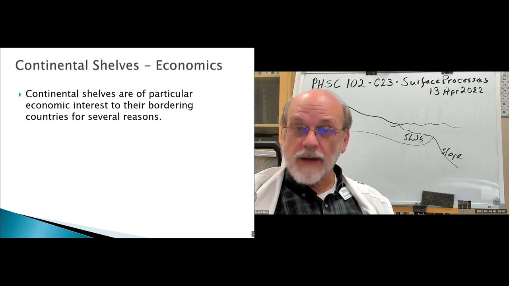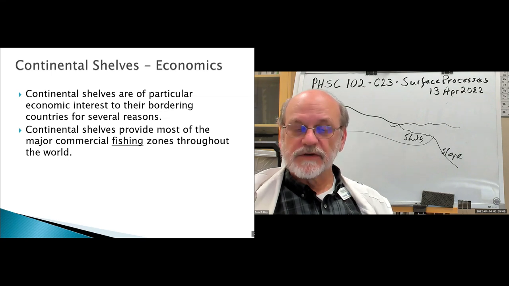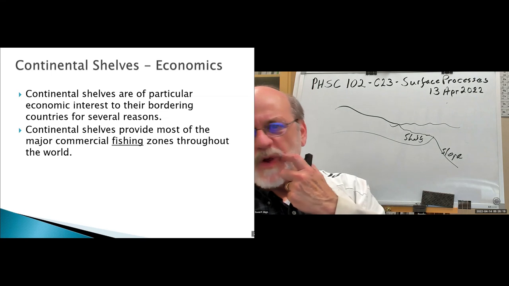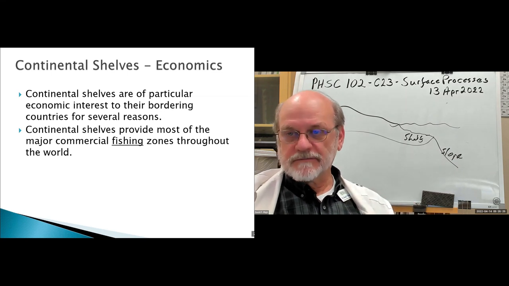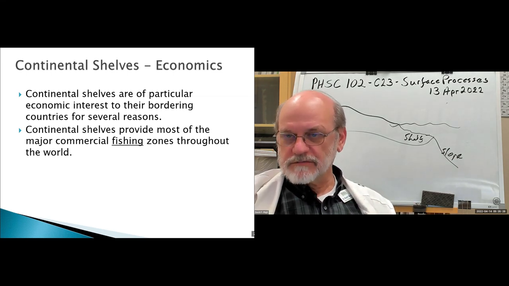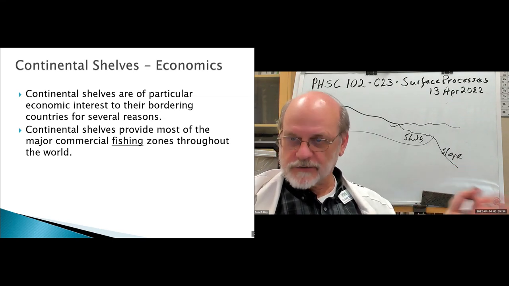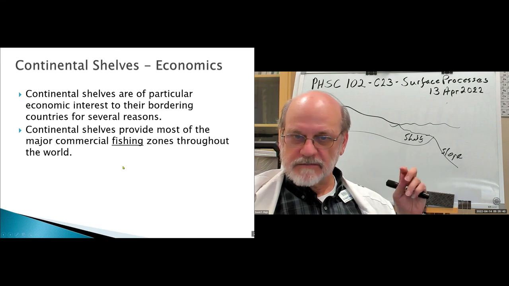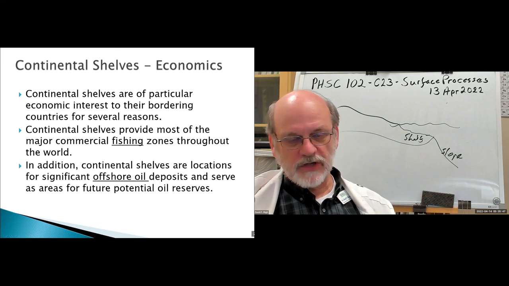Continental shelves are economically important. Right? They're very productive fishing zones, particularly the continental shelves off the New England coast. Well, actually, continental shelves anywhere around the United States are going to be productive. They just produce different things. Right? Along New England, you get a certain species of fish up there. Along the Mid-Atlantic and South Atlantic coast, you get different things. Along the Gulf Coast, you get different fisheries there. But the continental shelves are very productive fishing zones. Anywhere in the world they occur, they are productive.